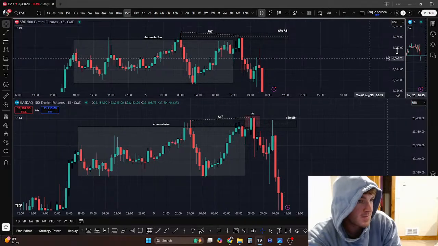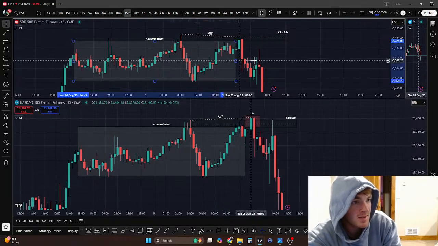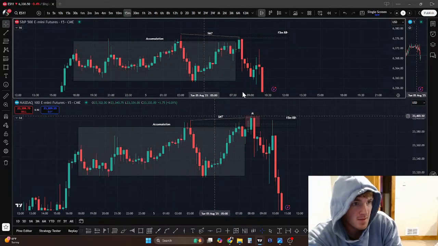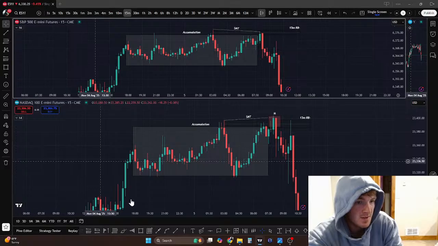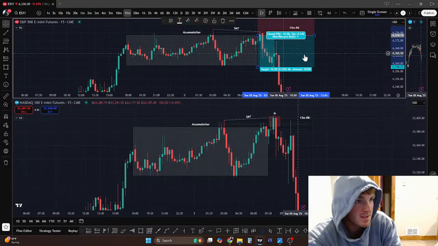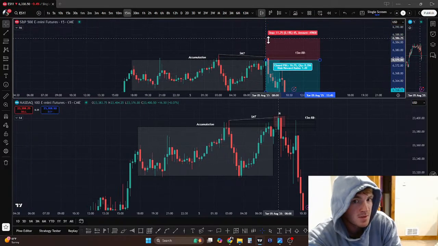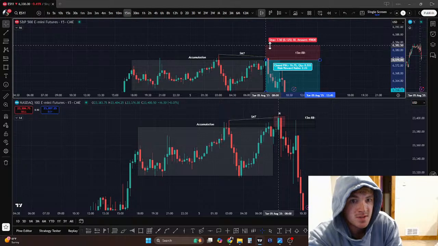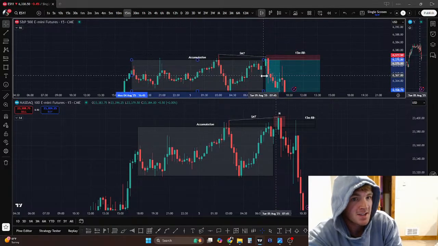So right, this is Phoenix, and then right when we get SMT with the rejection block, you can enter at the rejection block, or if you want the Phoenix Mini entry, you enter at consequent encroachment of the rejection block. Curious, what's the point of not taking another trade after a break even? I guess you're asking Haney that. You're asking Haney, not me.